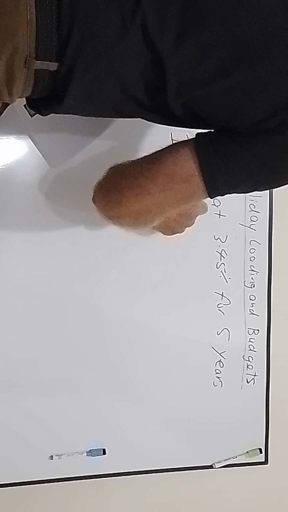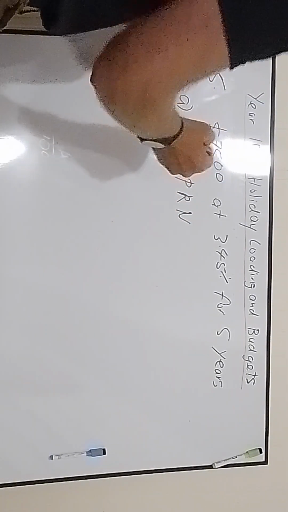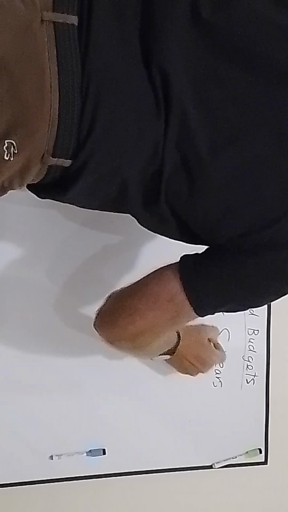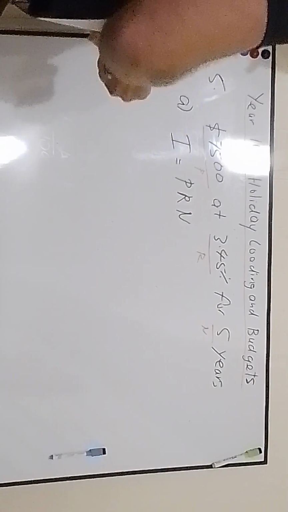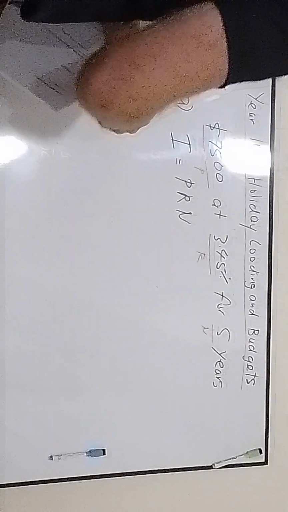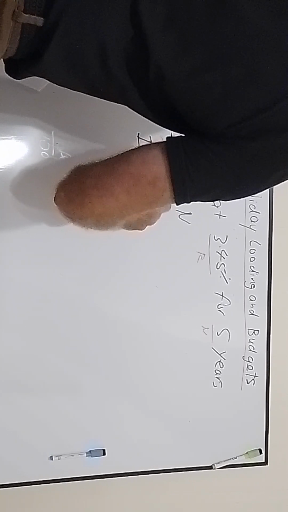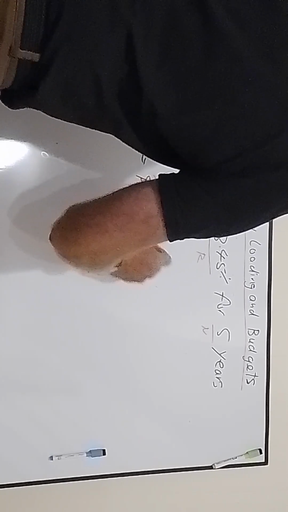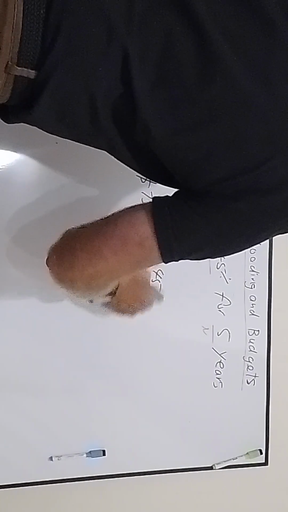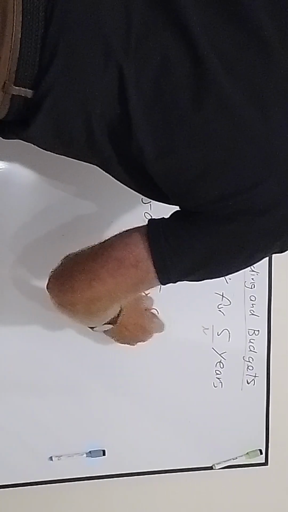Find the simple interest. So A, let's use the formula. I equals PRN. Alright, now I'll underline the different parts. That's P. This is R for interest. And this is N. Alright, so I equals 7,500 times by 3.45, let's divide by 100, times by 5.